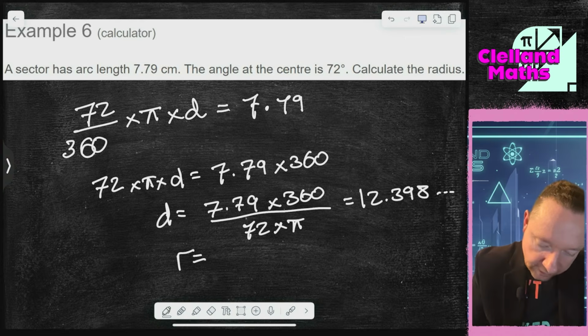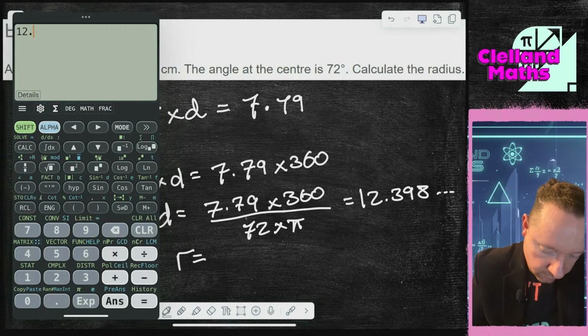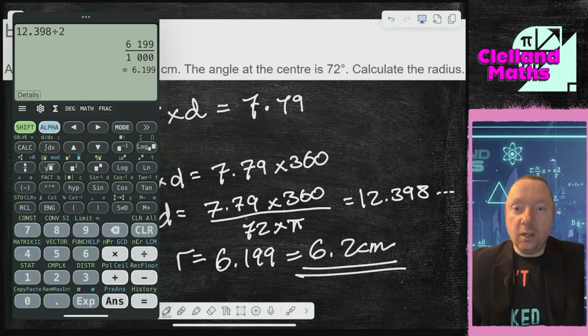So that means our radius is half of that. So we can just divide that by 2 in our calculator. 6.199 or about 6.2 centimetres, and we're done there.